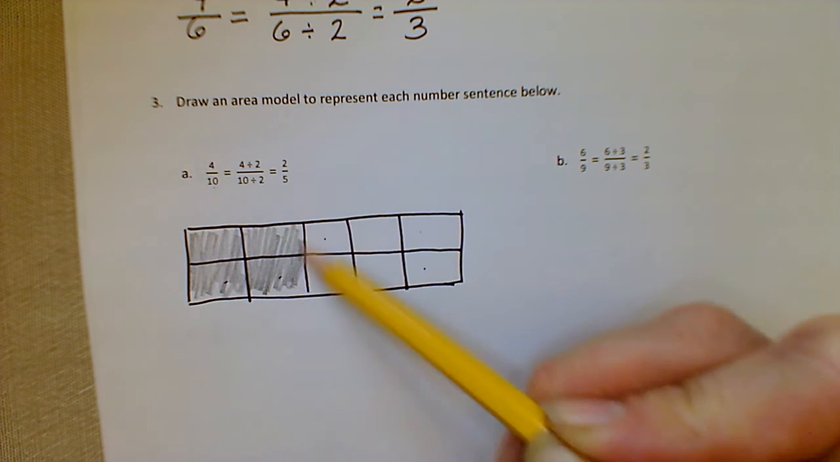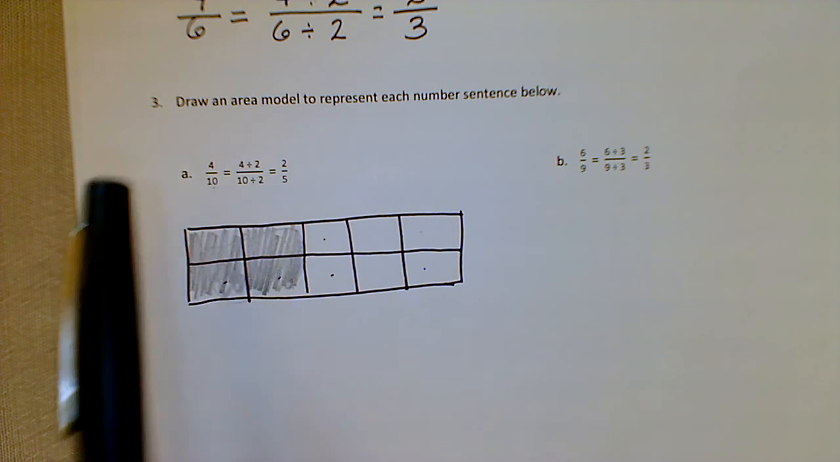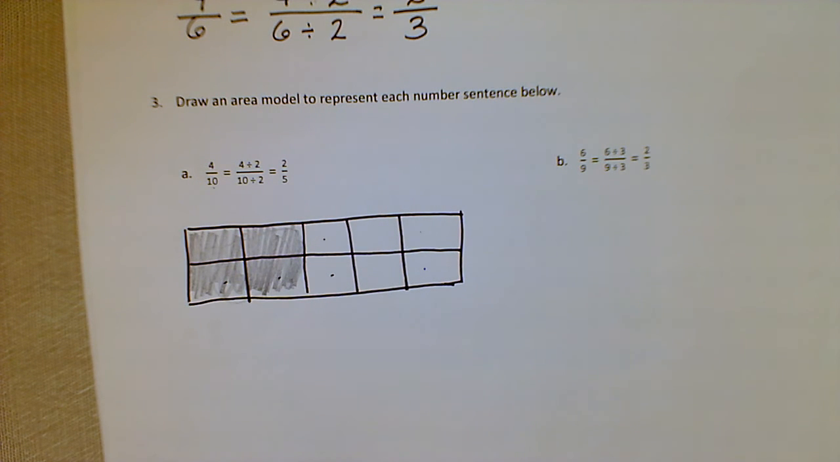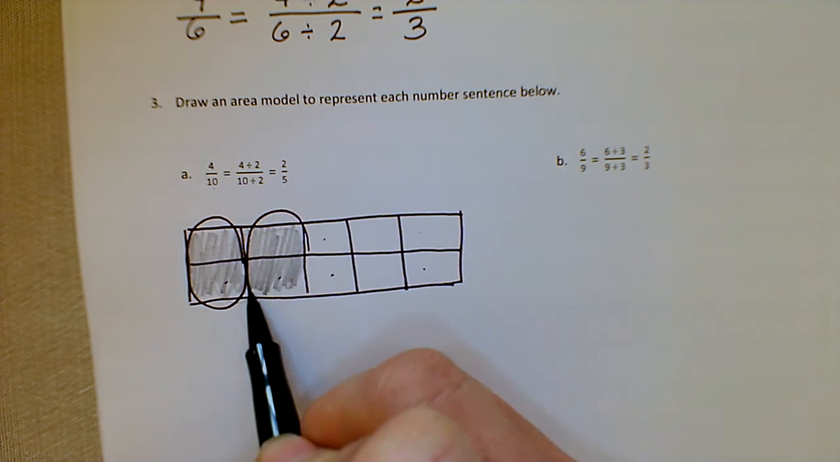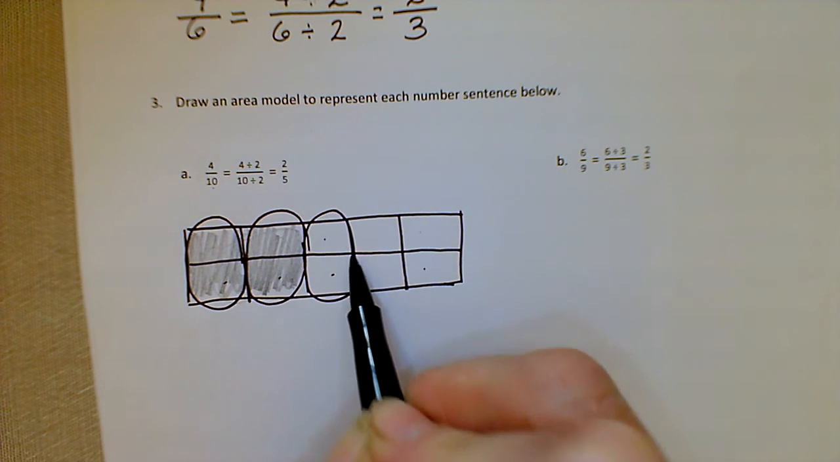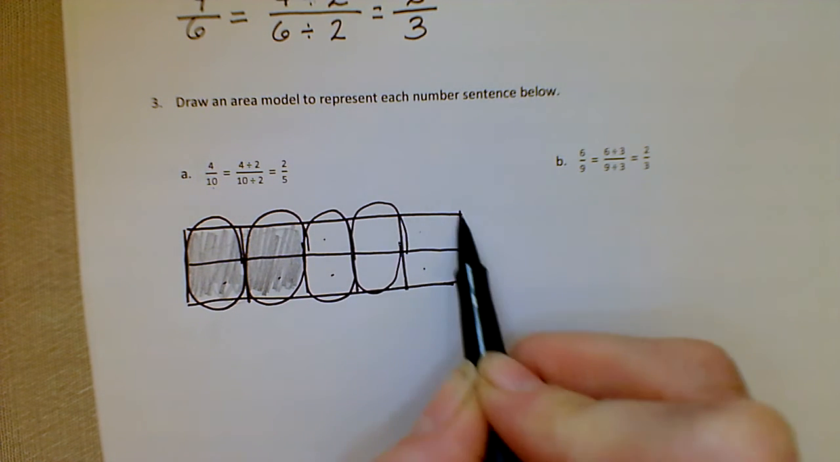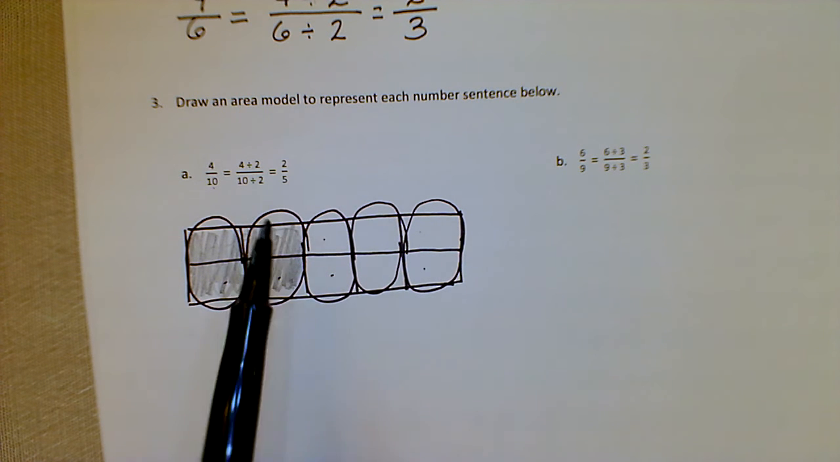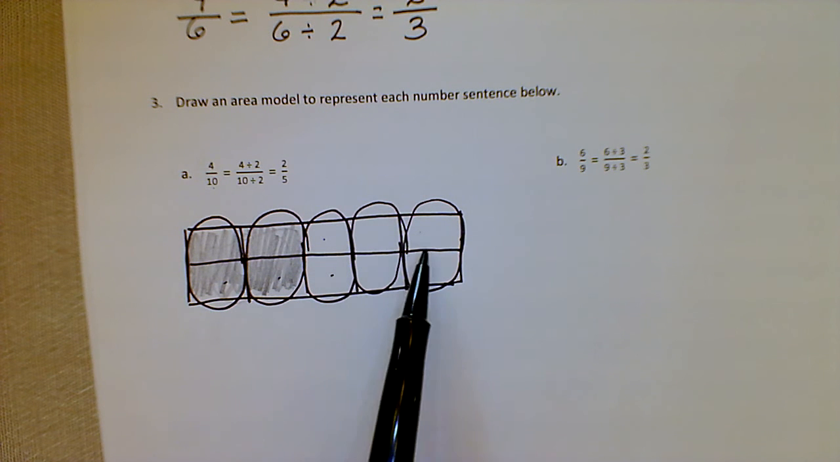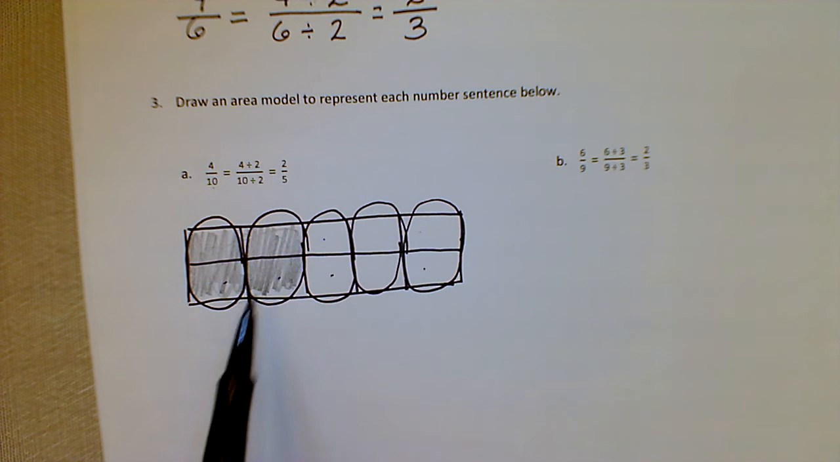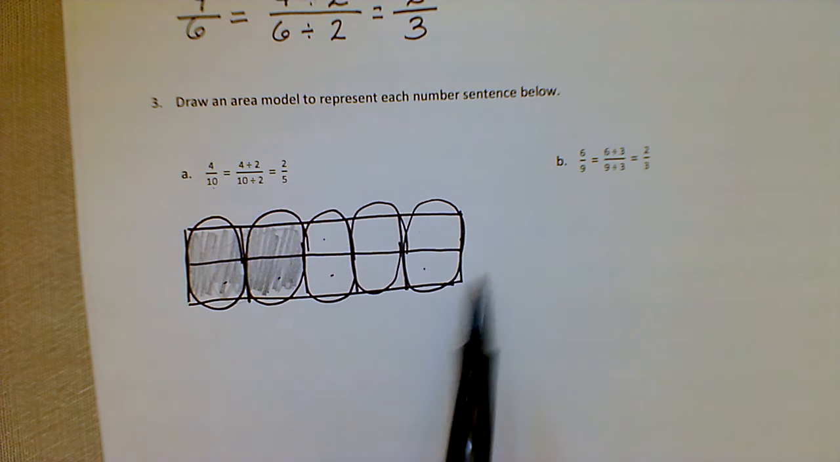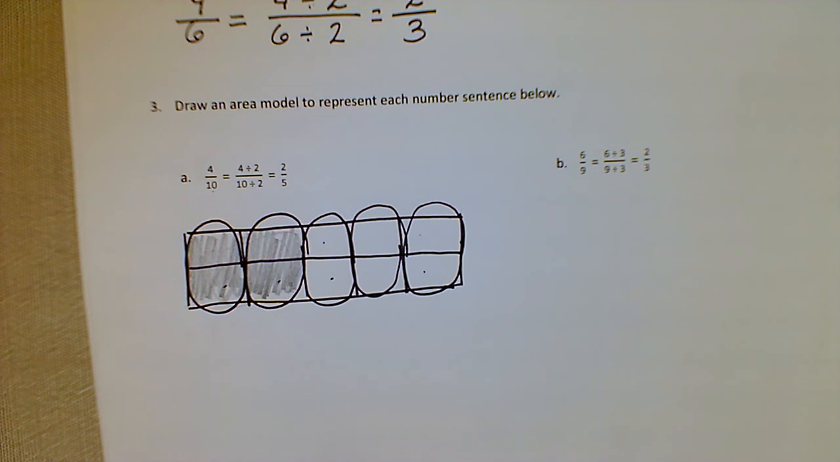So now what I need to do is I need to model dividing by 2 for both of those. And what I'm going to do is I'm going to circle groups of 2. So I'm going to circle 1, 2, 3, 4, 5. So let's see, I have 1, 2, 3, 4, 5 groups that I've made. So that matches my denominator. And 2 of my groups contain shaded regions, or all shaded. So I have 2/5. So we just modeled how to do this.